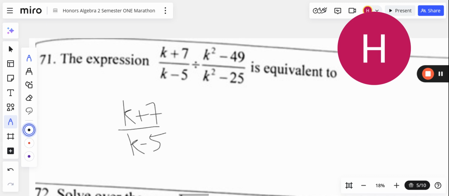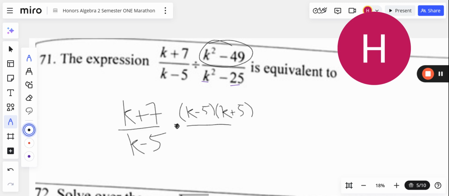So on the top, we're going to multiply, by the way, and on the top, we're going to have this difference of squares, a squared minus b squared. So we're going to have a minus b, k minus 5, and a plus b, k plus 5. That got on the top because we flipped the fraction.